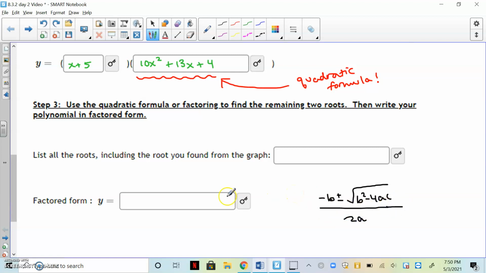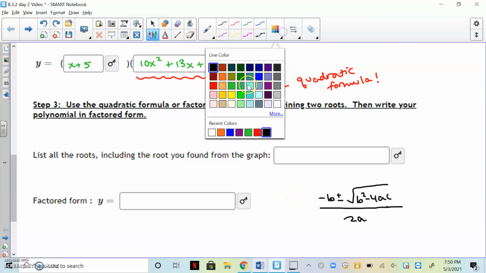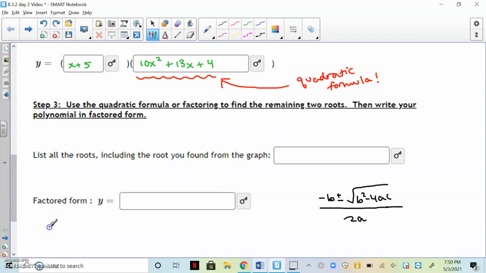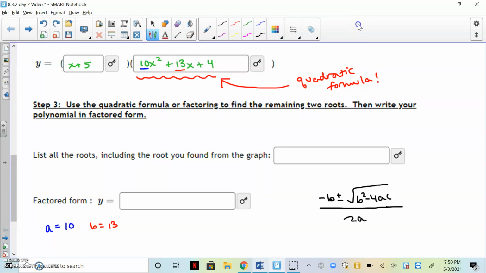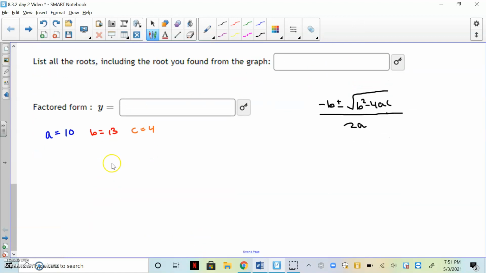All right, so that being said, let's go ahead and identify what each of these pieces are. We know that a is going to equal 10. It's the one that's with the x squared term. b is going to equal 13. It's the one with the x term. And c is going to be 4. That's always just the number without any x's. So now we can go ahead and plug that into our formula in all the respective spots.